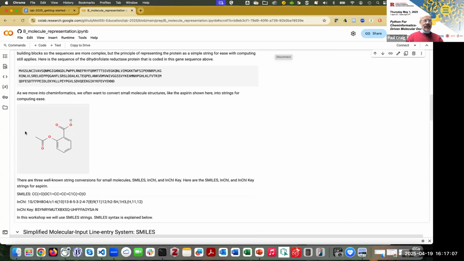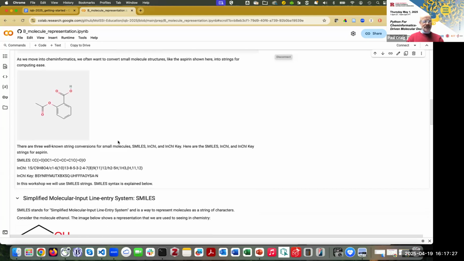Well, when we move into chem informatics, we're working with small molecules. For example, the molecule that's shown here is aspirin. With aspirin, we see it has an aromatic ring. It's got an acid function here. It's got an ester function here. How do we represent that in a computer as a string?